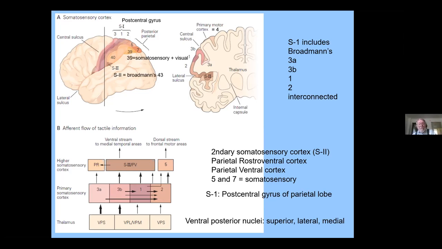On the other hand, other parts of the VPL will enter into the dorsal stream, which goes to frontal motor areas. What you have here is somatosensory input now reinforcing or working with what we call procedural memory. That is memory that has to do with priming, memory that has to do with motor memory, like riding a bike, using an implement, things like that. Okay.